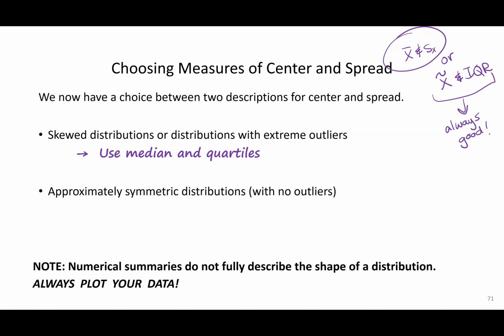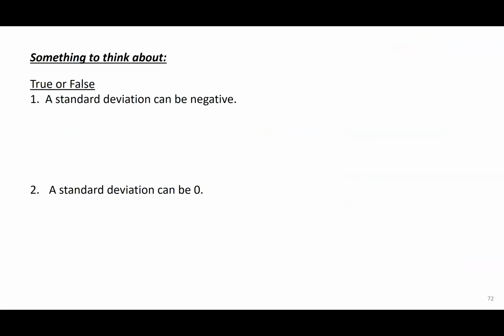So if our data are approximately symmetric and you don't have extreme outliers, we're going to want to use the mean and the standard deviation. Absolutely, you don't want to use just the numerical summary. The five-number summary is great, but you really should plot your data so you know what they look like. It gives you a lot more information than just the five-number summary. So always plot your data. Just a couple things to consider.